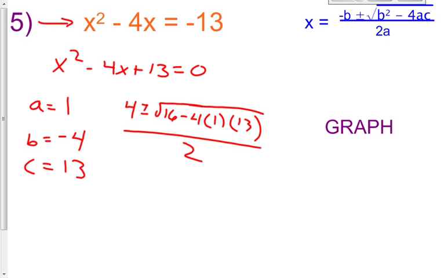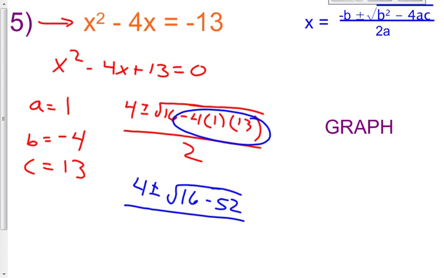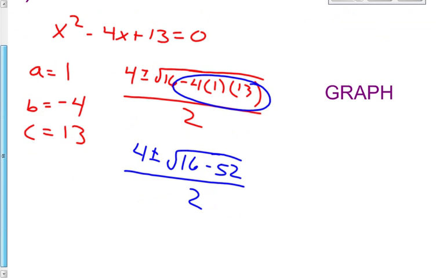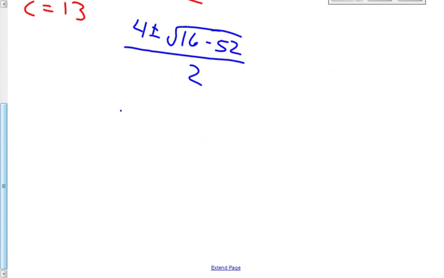So when we're solving this one, a negative 4 times 13 is a negative 52. So we have 4 plus and minus the square root of 16 with this negative 52, so minus 52, divided by 2. And when you take 16 and subtract 52, you get a negative 36. So this is where this one becomes unique again. 4 plus and minus the square root of a negative 36, that number divided by 2.